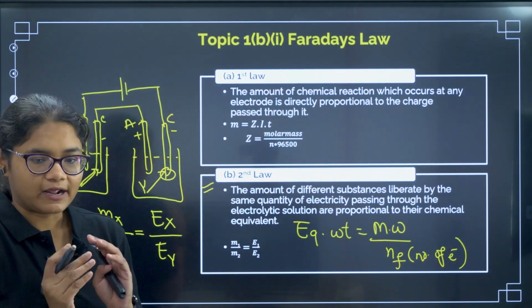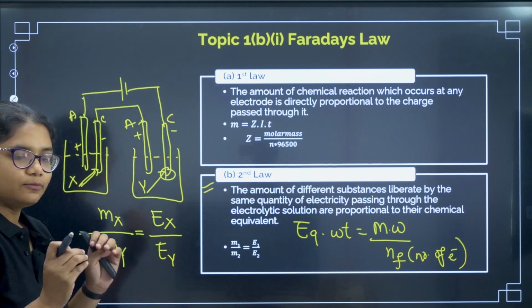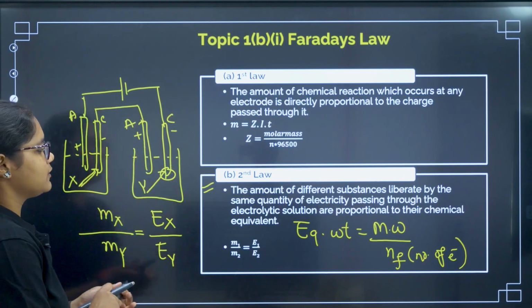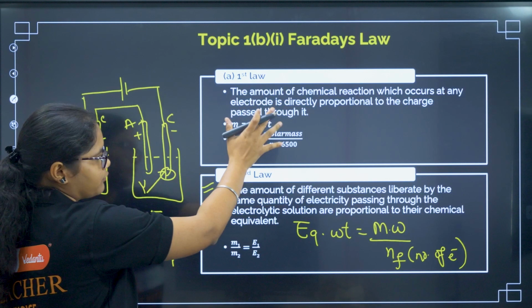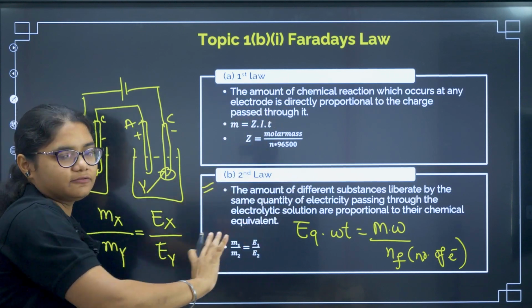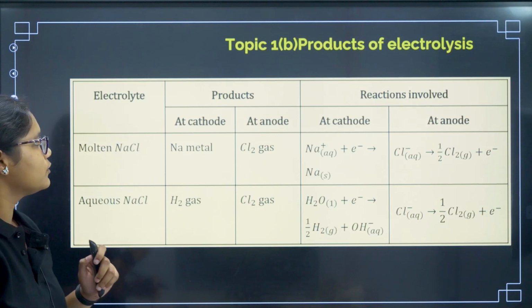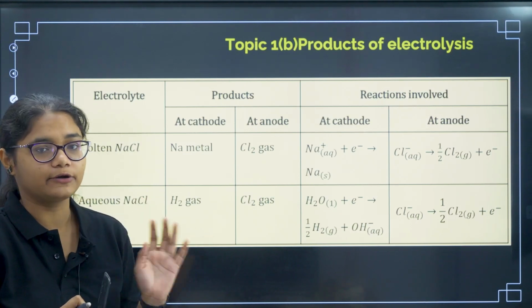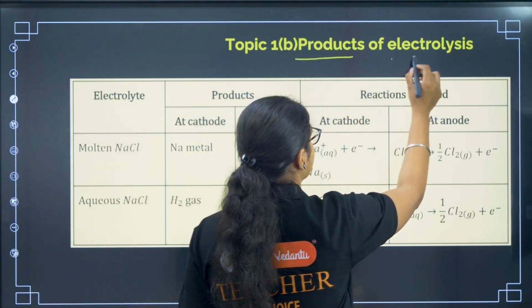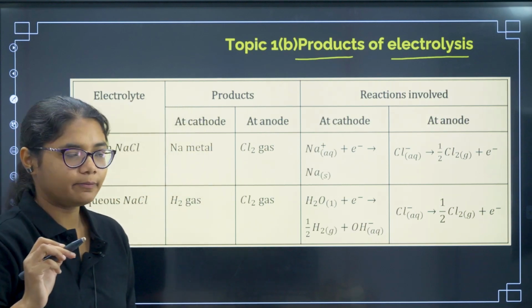So that is all in Faraday's law. We'll be discussing numericals. That is simple. You have to practice some few questions from this part. This part is just, if you know the formula, that is enough. Okay, done. Now we'll go to the second important part of the electrolytic cell, that is products of electrolysis. Very important topic.